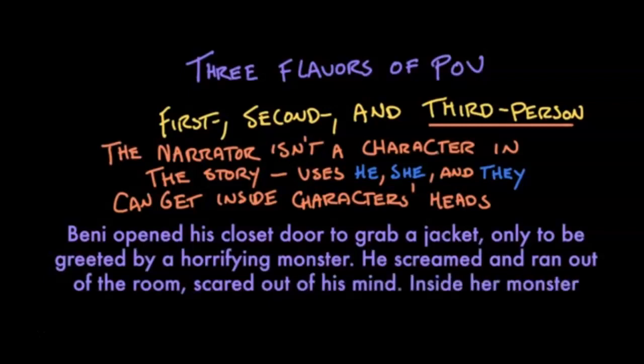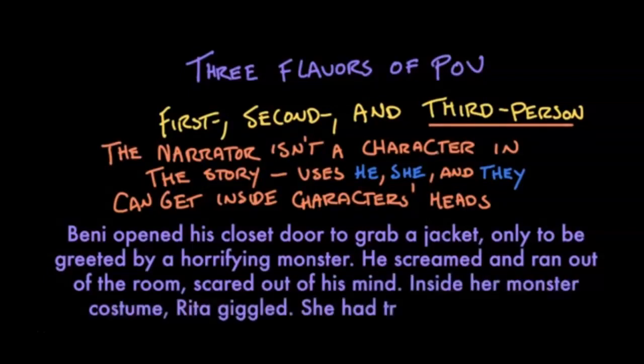Inside her monster costume, Rita giggled. She had tricked her brother. See how we can follow both Rita and Benny? The narrator can see what both of them are thinking or feeling at the same time. Now imagine if that little snippet were told from Rita or Benny's first-person perspectives, Rita using I or Benny using I, instead of a third-person POV using he or she.